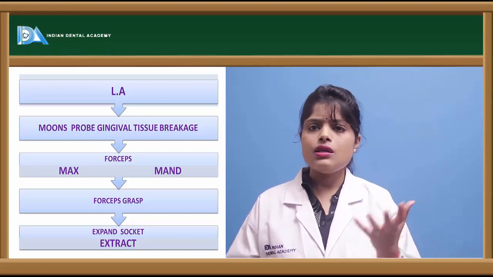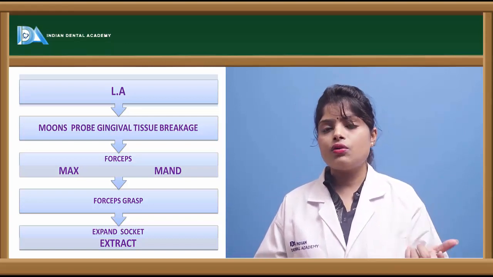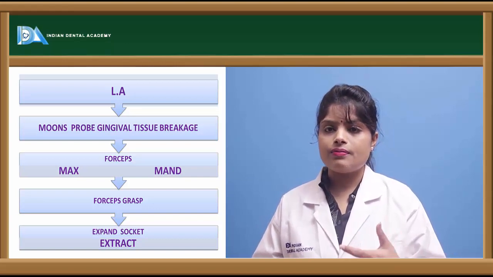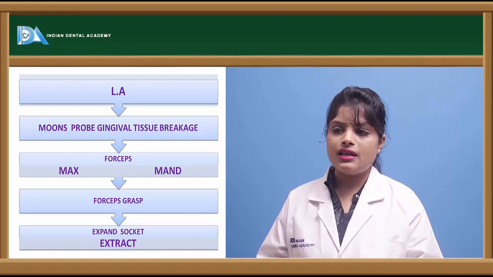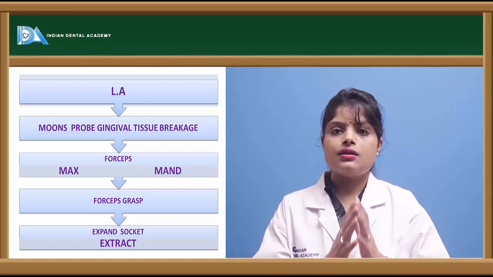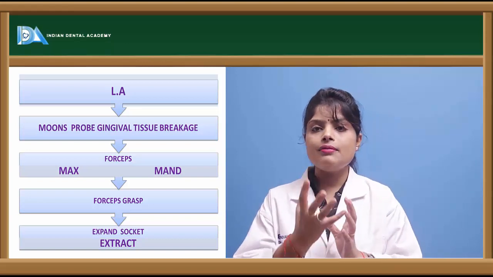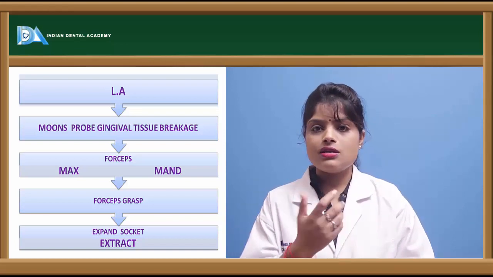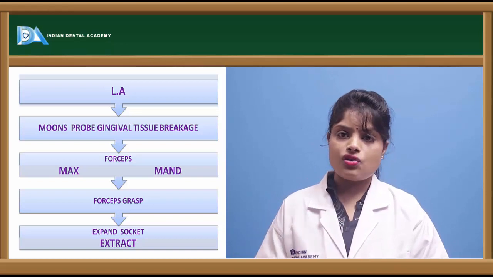Then there are particular chair positions for different teeth. Then we rotate the teeth or we rock the teeth, and by means of a proper forceps motion we extract the teeth. But sometimes certain teeth, like second molars, need the socket to be expanded before the extraction so that there will be unhindered extraction and the roots will not break. This can be done by means of an elevator. And finally we extract the tooth.